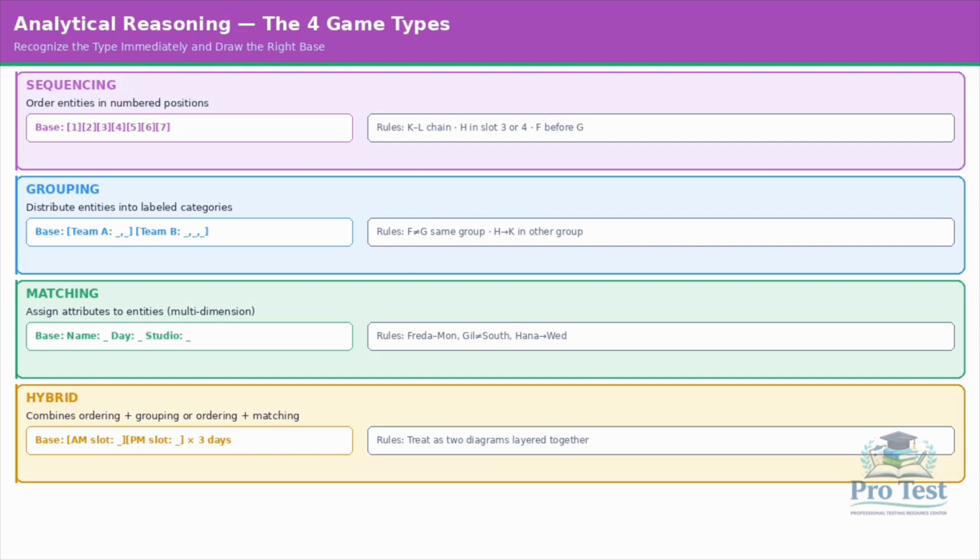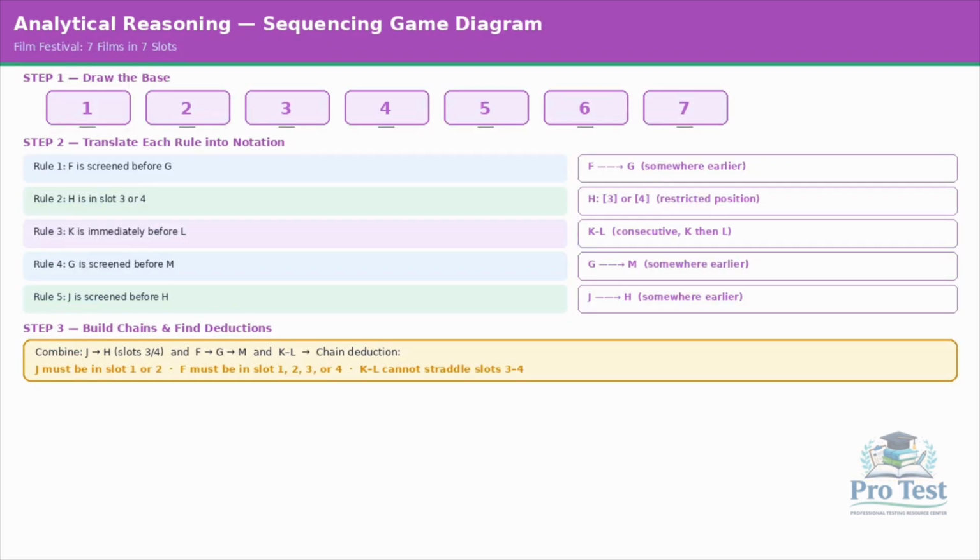Grouping games ask you to distribute entities into categories. Your diagram is a set of columns or buckets with size constraints labeled. Matching games ask you to assign attributes to entities across multiple dimensions. Your diagram is a grid. Hybrid games combine 2 of these structures, most commonly sequencing with a grouping or attribute layer on top. As soon as you read the scenario, identify the game type and draw the appropriate base diagram before you read a single rule. For sequencing games, follow these 4 steps shown in the diagram.